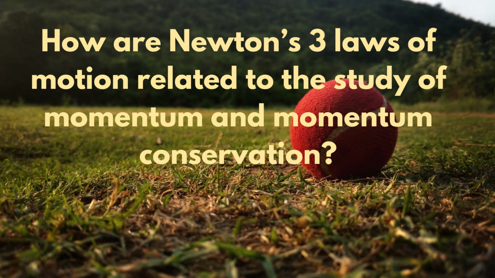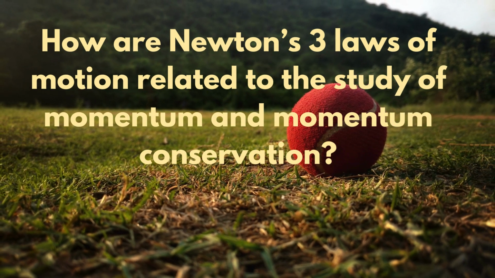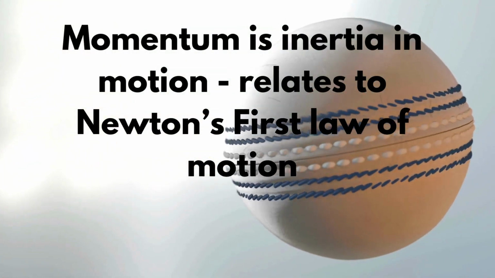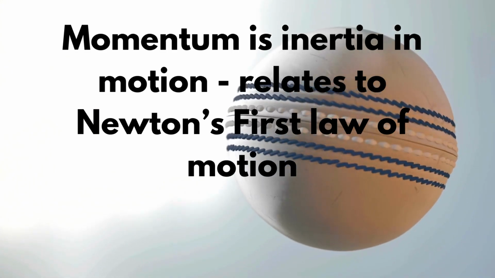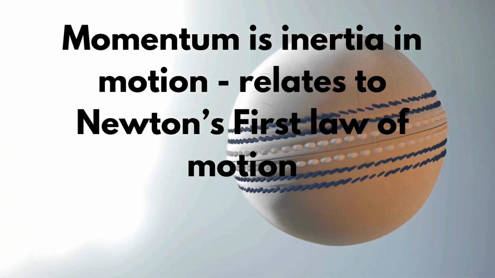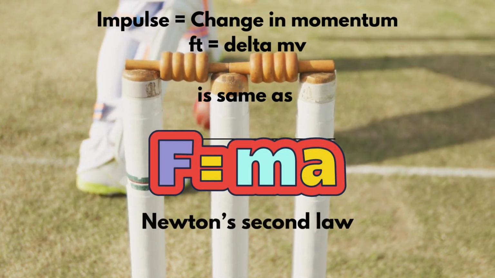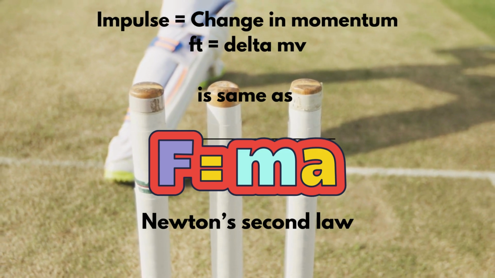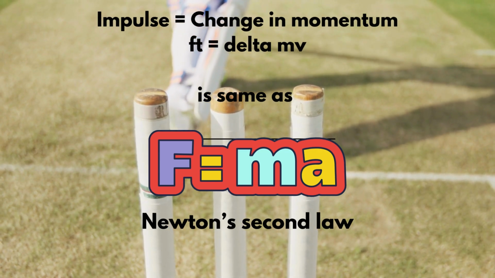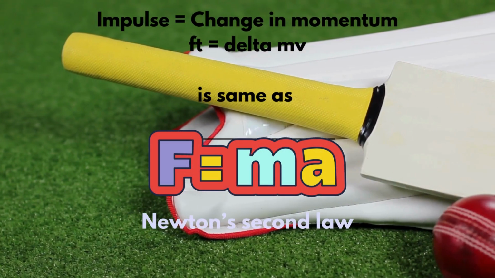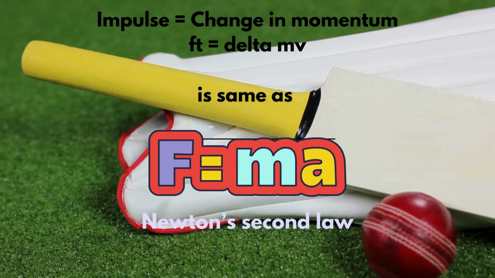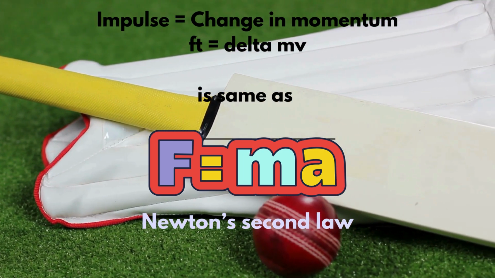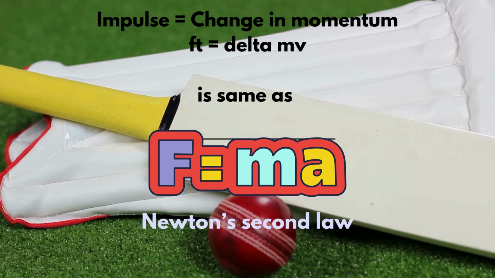It says, how are Newton's 3 laws of motion related to the study of momentum and momentum conservation? So we know momentum is inertia in motion, which means it relates to Newton's first law of motion, which is the law of inertia. We also know that an impulse, Ft, causes a change in momentum, delta mv. And Ft equals delta mv, we can simplify this as F equals ma by dividing both sides by t. We get F equals m delta v over t, which is the same as F equals ma, and that is Newton's second law, the law of acceleration.